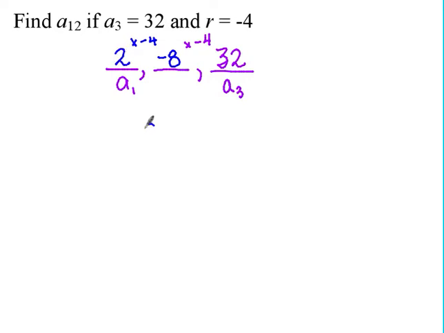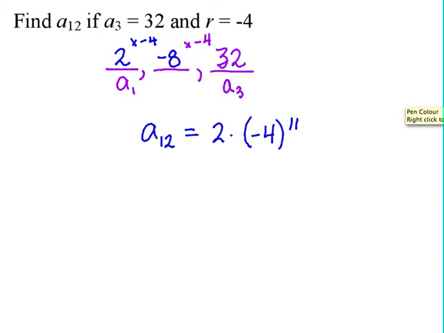So now we need to find the 12th term. To find the 12th term, I know that my first term is 2. I know that my ratio is negative 4. And I know that the power I'm going to use here is what? 11. So take negative 4 to the 11, and you think the last number was big. I think this one's probably going to be just as big, if not bigger.